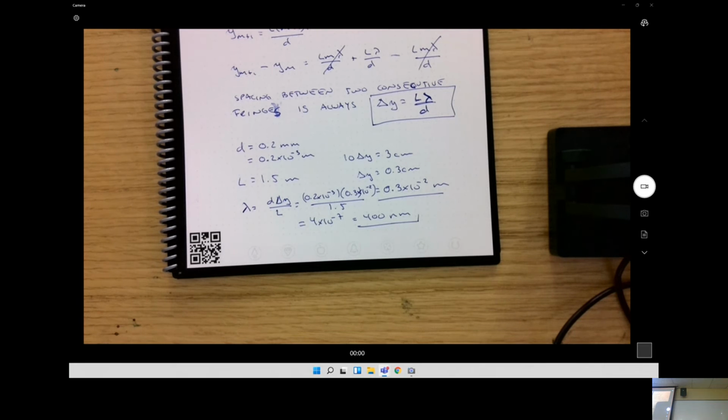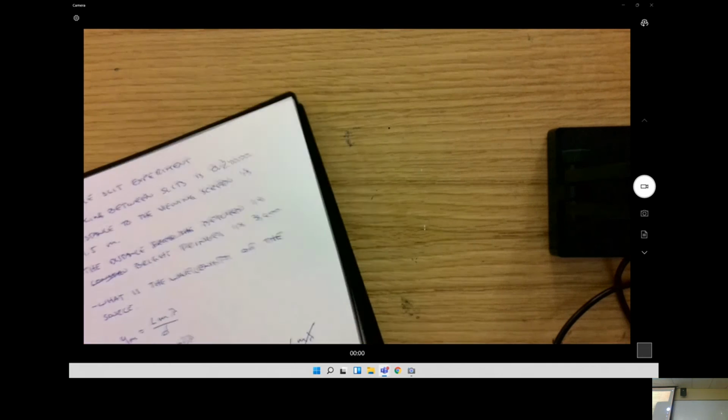So if you got something different, double check your exponents. Make sure that you have everything in meters. Probably there was something there that you missed multiplying. Okay, makes sense? Pretty straightforward. We'll do one more really quick.